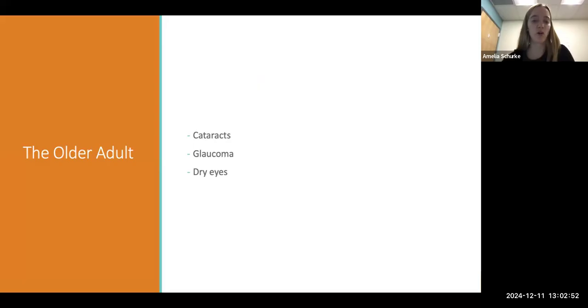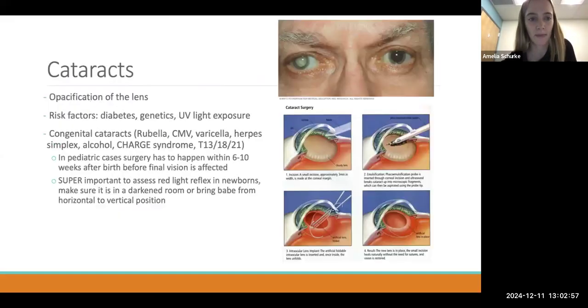The last chapter will be the older adult. We'll review 3 common conditions: cataracts, glaucoma, and dry eyes. Oh, you know what? I think I lied. I don't think I included dry eyes on this, just cataracts and glaucoma.